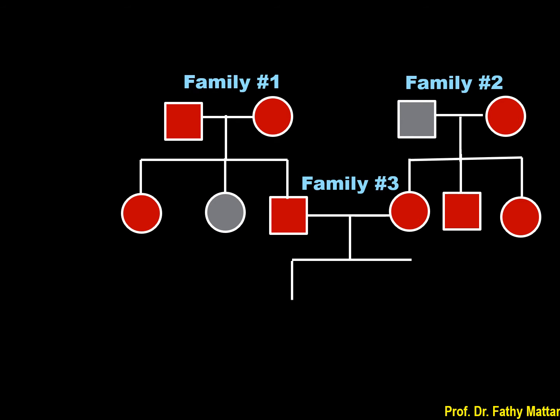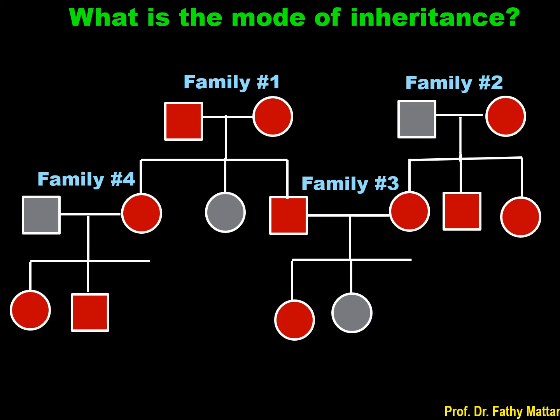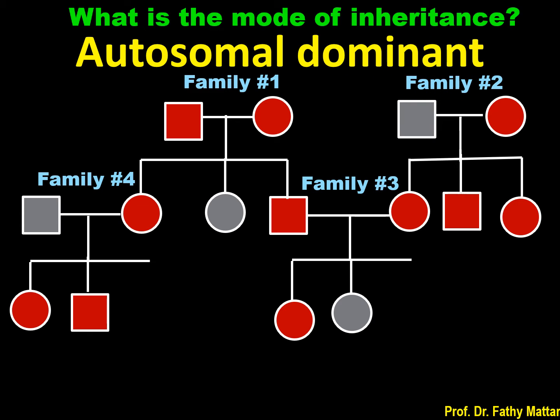Now, if one male of family 1 married a female from family 2, they got both affected and non-affected females, while when a female from family 1 married a male from the general population, they had affected males. You see here that the disorder is represented in both males and females, and is represented in all generations. So, what is the mode of inheritance of this disease? Yes, of course, it is autosomal dominant.